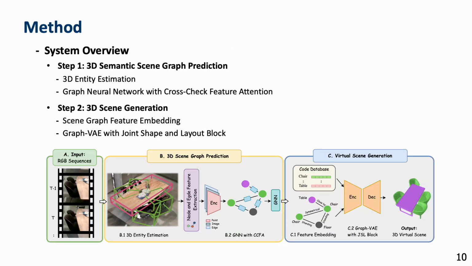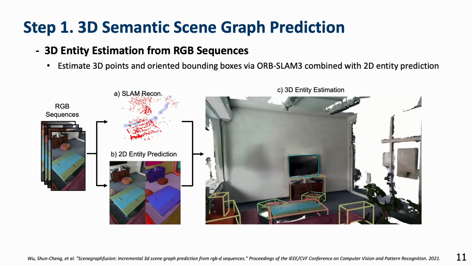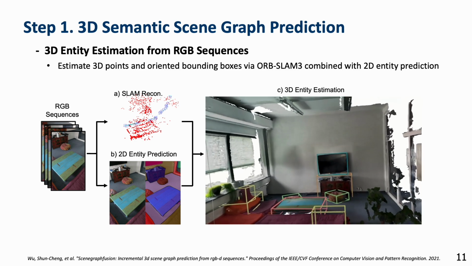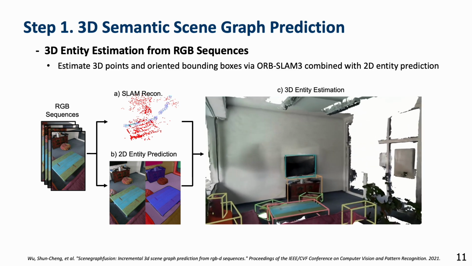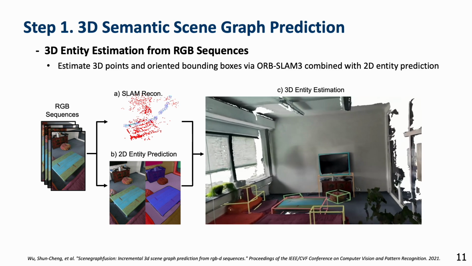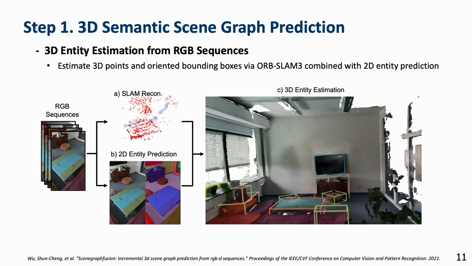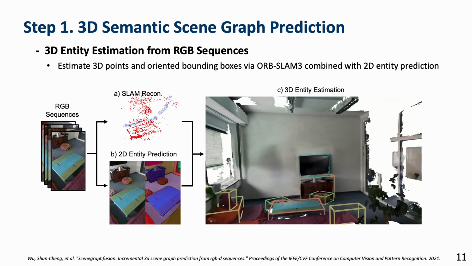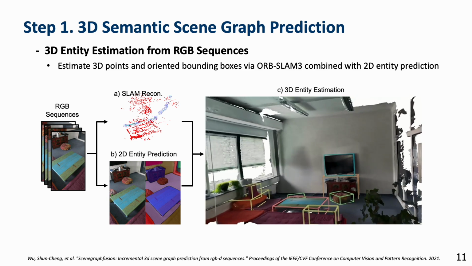Our method consists of two main steps: predicting a 3D scene graph and generating a 3D virtual scene. First, given an input image sequence, we estimate 3D entities using the SG Fusion module, which combines visual SLAM with 2D entity prediction. Each estimated 3D entity is associated with an oriented bounding box, 3D points, and image features.